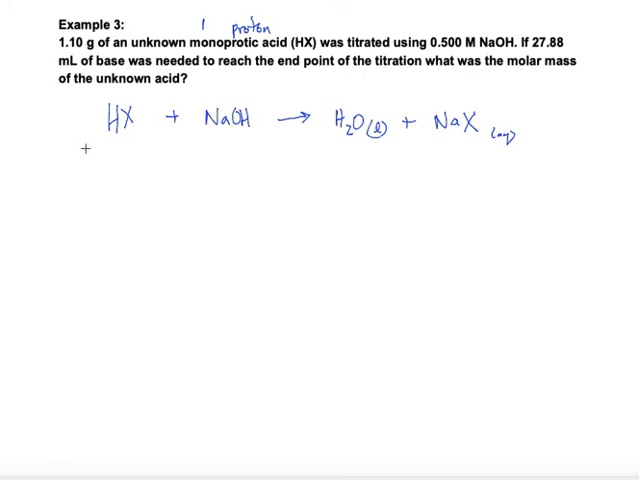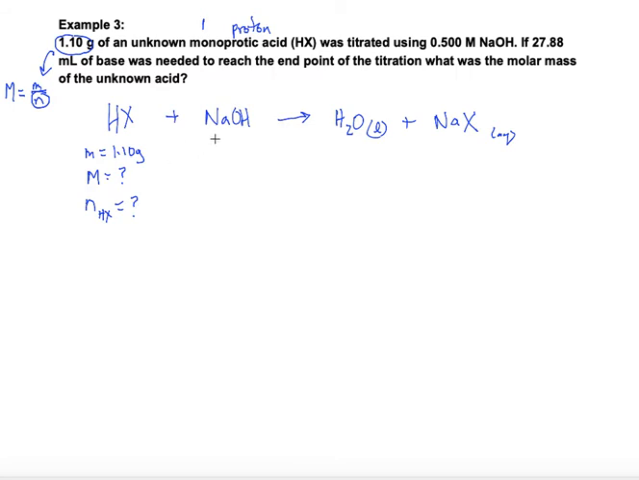And I'm just going to write down now what I have. I know my mass is 1.10 grams. They want us to find the molar mass. So if we think about it, molar mass is mass divided by moles. So we've got a mass, we've got this number we can put in. The other piece we need then are moles. So if I can get the moles of HX, we'll have enough information to find the molar mass.